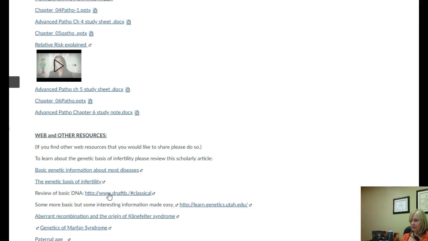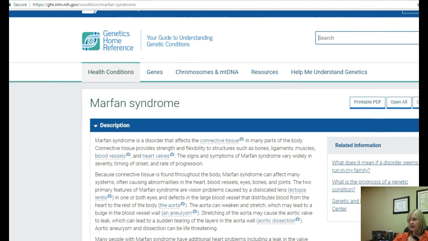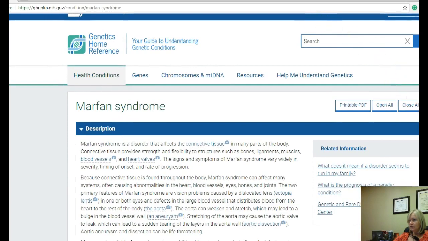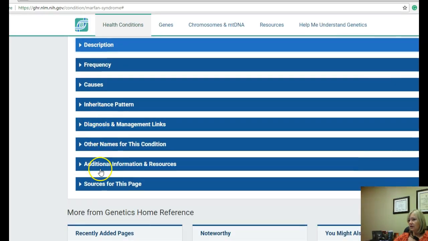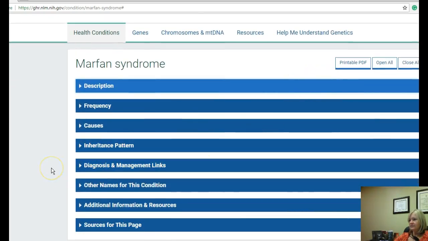Turner syndrome, Marfan's. And so I have included in there a website that, let me see, I'm going to bring it over here to you. That's really good. And I have this website included in your resource information. And you can basically look up any disease and it'll tell you frequency, cause, inheritance patterns, that sort of thing. The one thing it doesn't have, and it has a printable PDF, so there's some really good information in here.